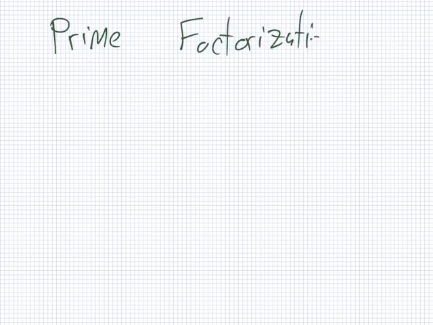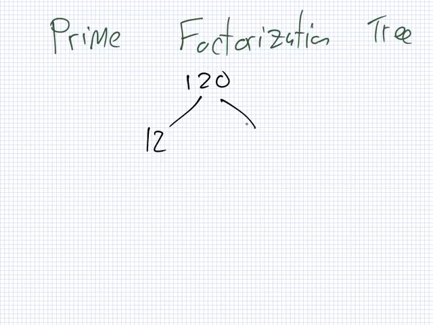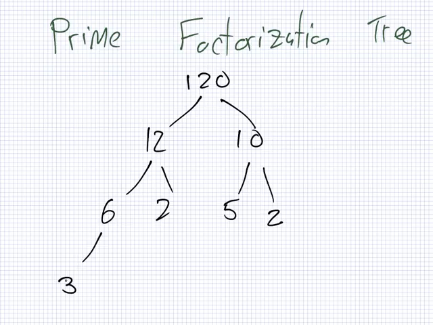So I just want to remind you of something which you would have learned in primary school, elementary school. Prime factorization tree. Do you remember this in school? I'll show you. So for example, if you had something like 120, you can say this is 12 times 10, and this is 6 times 2, and this is 5 times 2, and this is 3 times 2.